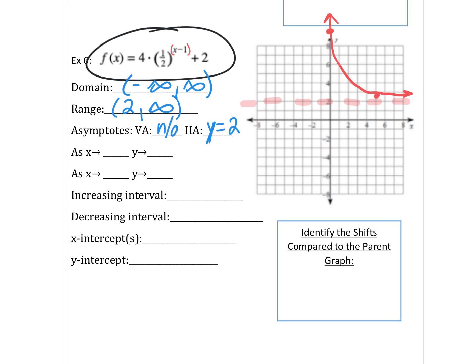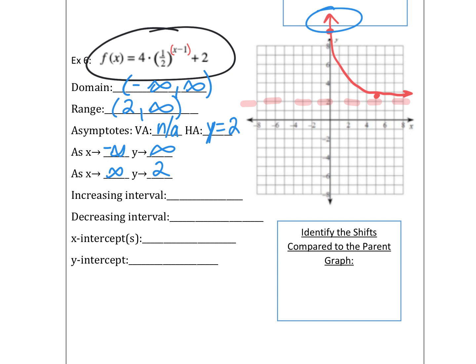For my x's on my end behaviors, I need to copy my domain, so I'll do that. And the y's, what is the left end doing? The left end of this. Going up. It's going up. Okay, so that would be positive infinity. And what's the right end doing? Yeah, it's stopping at 2. Okay, it can't cross 2.